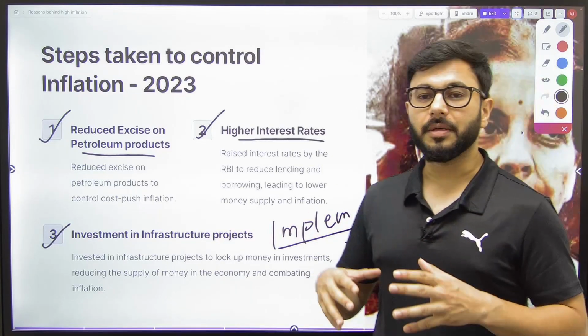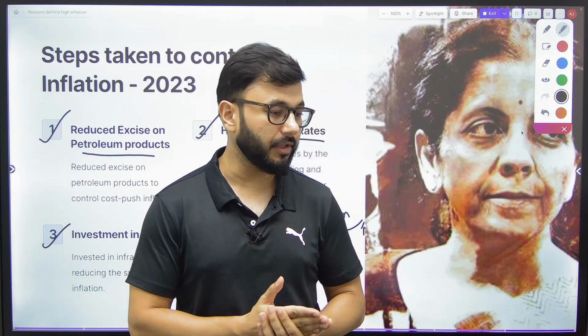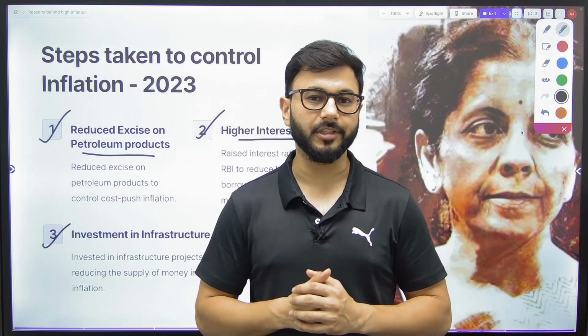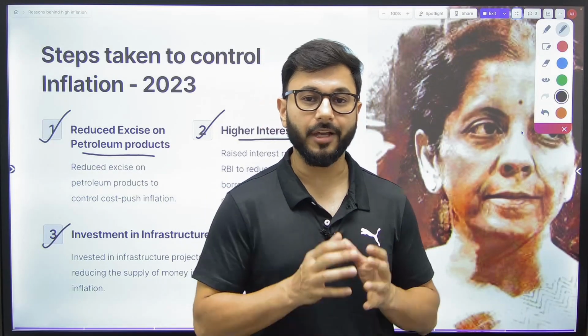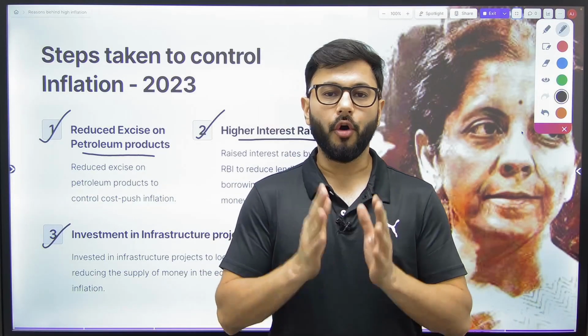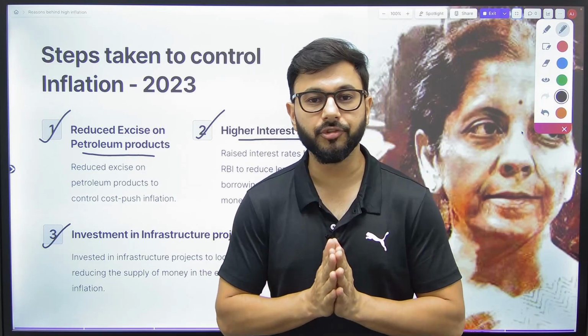So these were the major steps being taken in 2023 versus 2011, as well as the reasons behind the crisis in 2011 versus 2023. I hope it was clear. I hope now you have a better, clearer and simpler understanding of inflation in our economy, why it arises and how the governments respond.